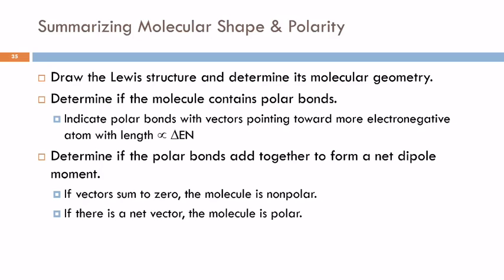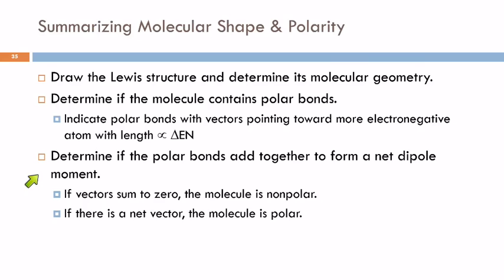So to find out if a molecule is polar or not, we first need to draw the Lewis structure and figure out what the molecular geometry is. And that's what we've been talking about up until now. Then determine if the molecule contains polar bonds. Indicate any polar bonds with vectors pointing toward the more electronegative atom. The length would be proportional to the difference in electronegativity.